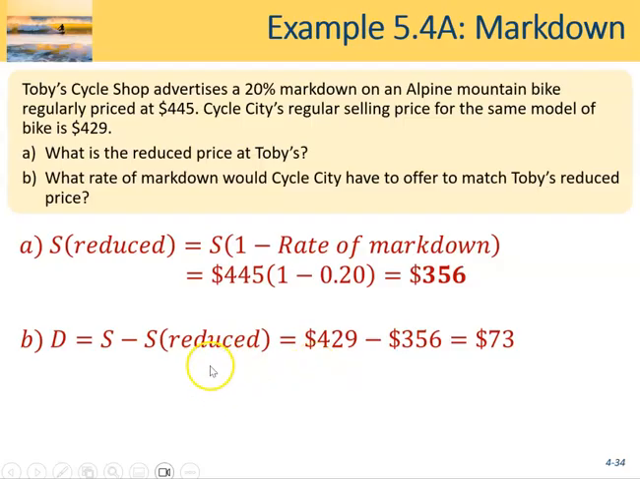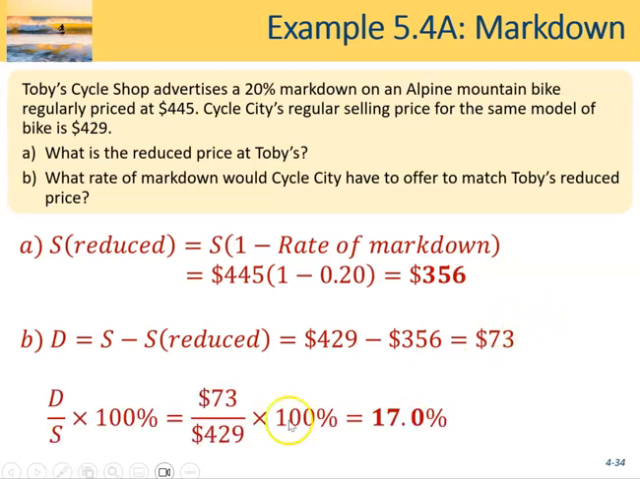If it wants to start offering a reduced selling price of $3.56 to match Toby's, then the discount amount that they're going to have to take off the selling price is $0.73. Okay, so that gives us the discount amount that Cycle City is going to have to offer. Now we want the rate of markdown. So our discount amount divided by our original selling price gives us our percentage.